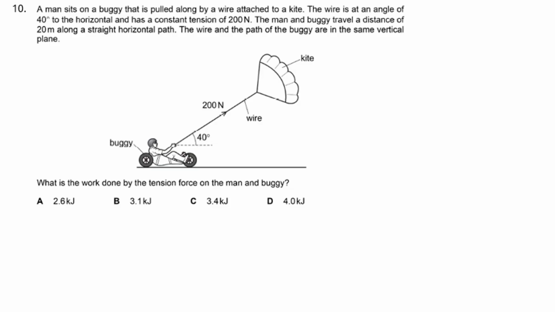Okay, without further ado, let's get into the questions. A man sits on a buggy that is pulled along by a wire attached to a kite. The wire is at an angle of 40 degrees to the horizontal and has a constant tension of 200 newtons. The man in the buggy traveled a distance of 20 meters along a straight horizontal path. The wire and the path of the buggy are in the same vertical plane. What is the work done by the tension on the man in the buggy?